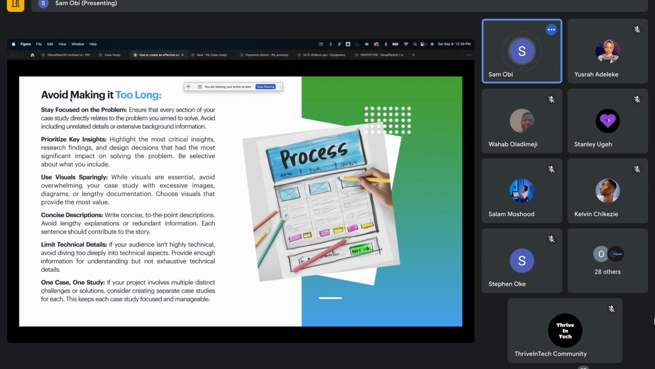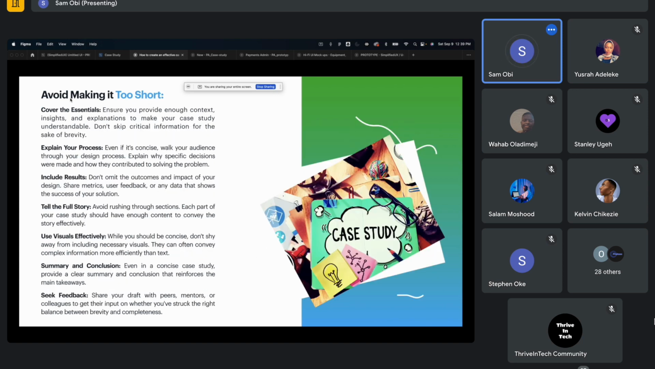We don't have to put multiple solutions in one case study. The goal for that case study is how you're able to solve a particular problem, not multiple problems, a particular problem. So it is one case for one study. That way it is not too long.